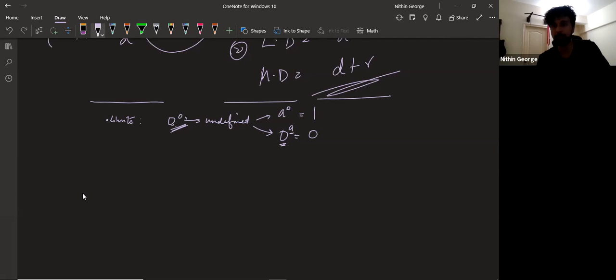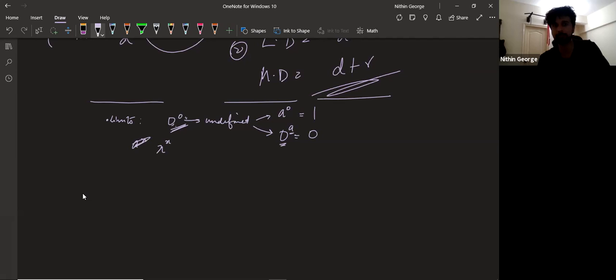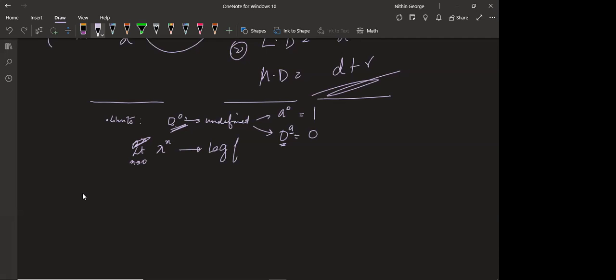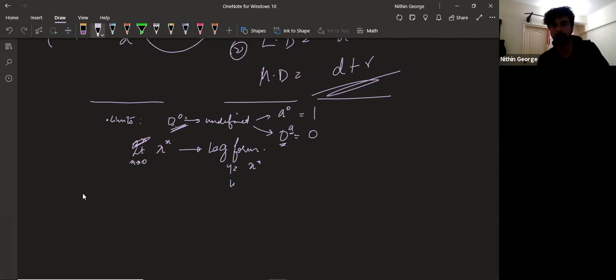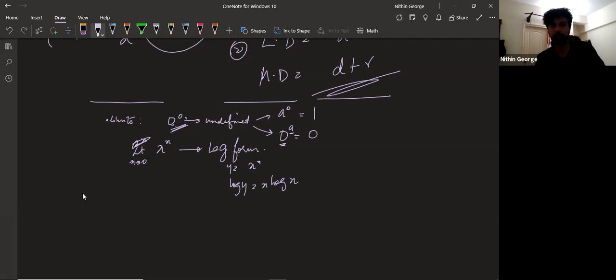So here we use the logarithmic form. Something like a power x, or x power x, with the limit extending to 0. This is where we use the log form. We take x power x equal to y, and then log y equal to x log x. This is where we apply that.